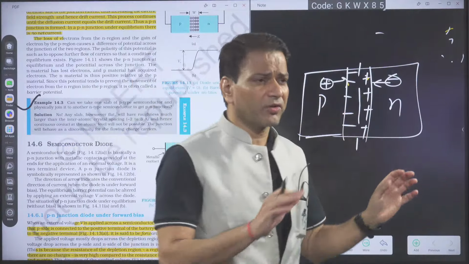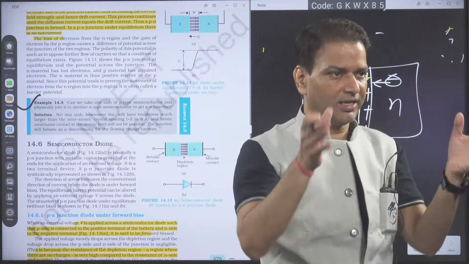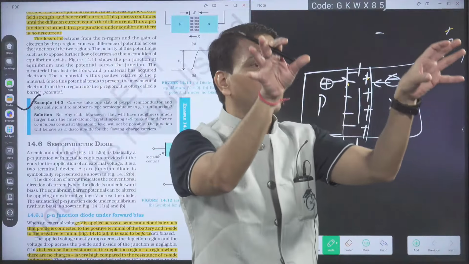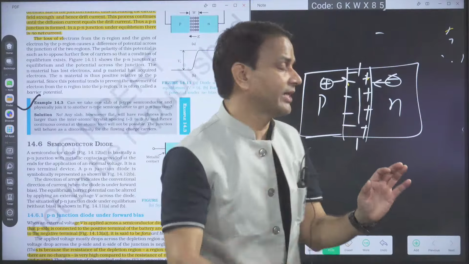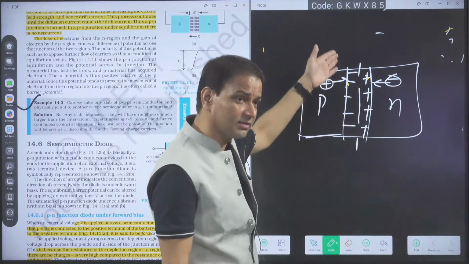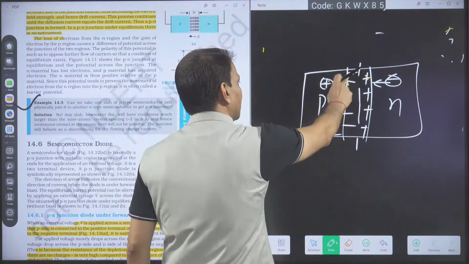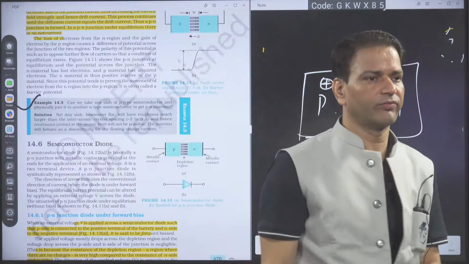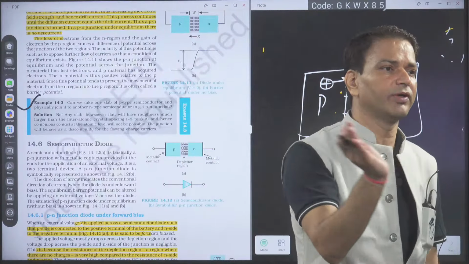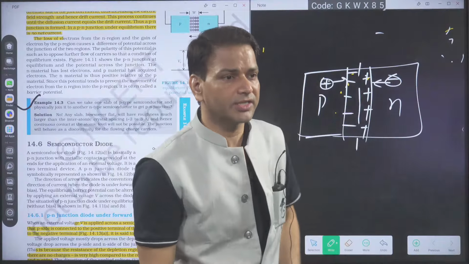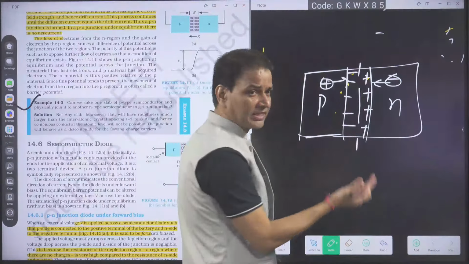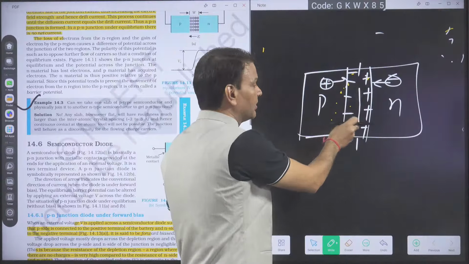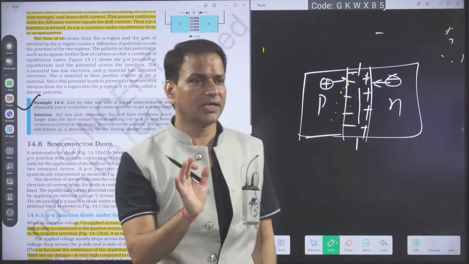One more thing: we represent it like a capacitor, with positive charges in one line and negative charges in another line. But it will not be a straight line, because the holes will not get filled in a straight line. Some holes will get filled here, some here, so the distribution will be random. We cannot say the electric field in the depletion layer will be constant. We represent it this way, but the distribution will not be uniform.